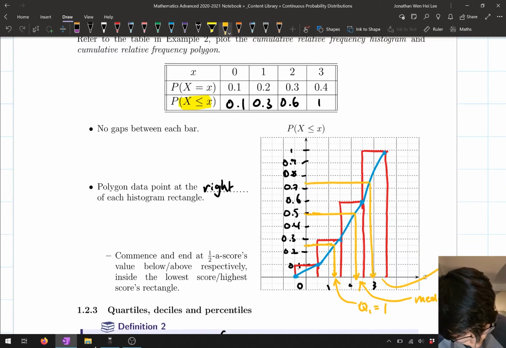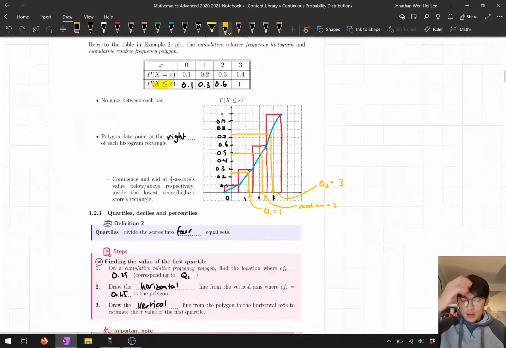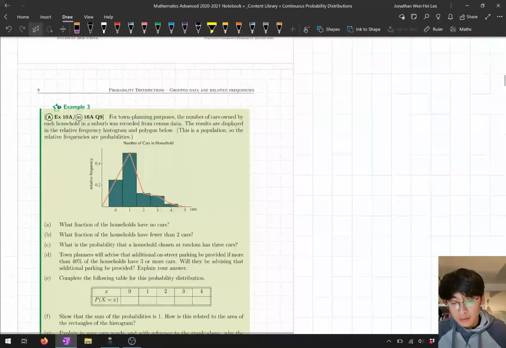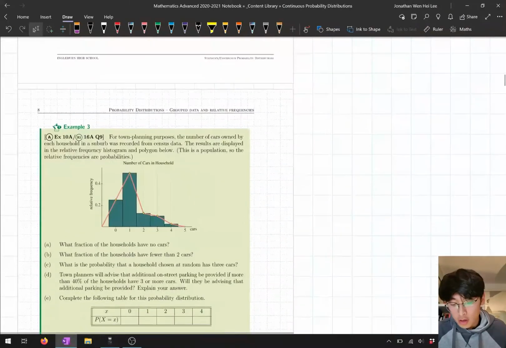And so what this final bit tells me is that Q3 is equal to 3. Okay. So that's how we can use our cumulative relative frequency histogram and polygon, wow, that's a mouthful, to actually help me find our quartiles. And so that's what we're going to go through in the following question, I believe.